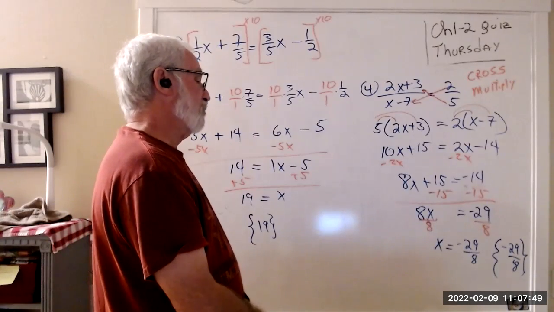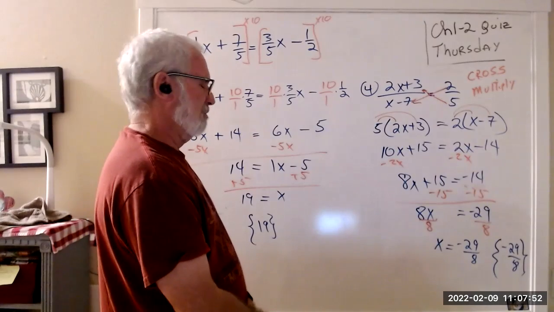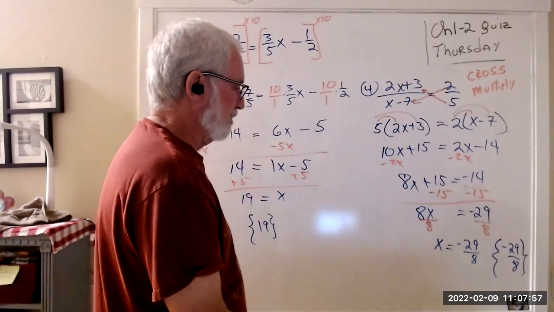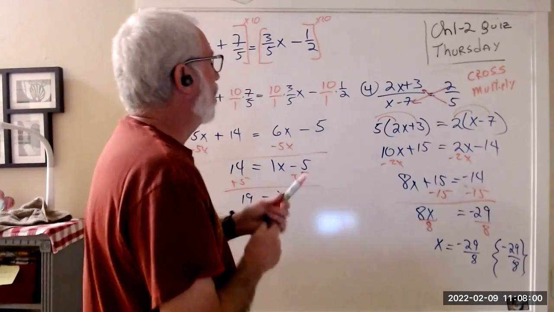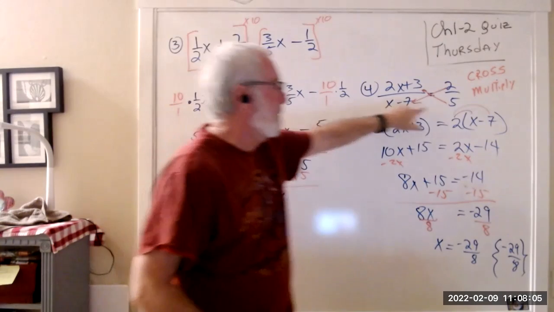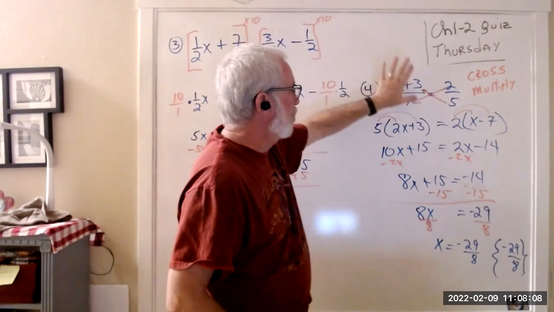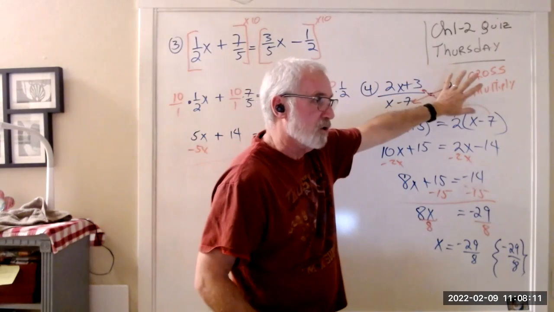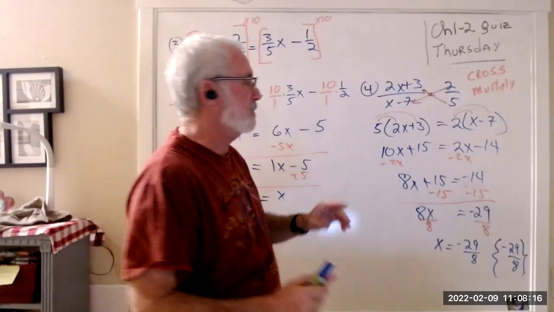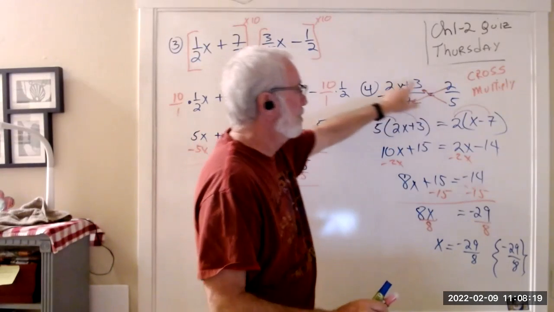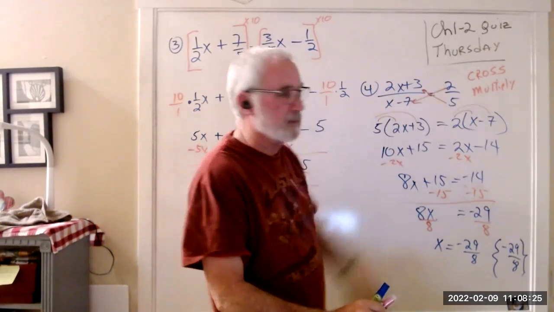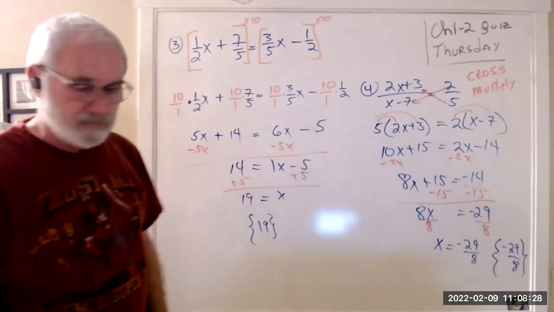Or negative 3.625, I'm guessing. Something like that. Anyway, my big concern on this problem was you use the cross multiply technique when you see one fraction equaling one fraction. The quickest way through this problem, again, there are other techniques, but the quickest way is to cross multiply. Bottom times top equals bottom times top. Any questions on that one?